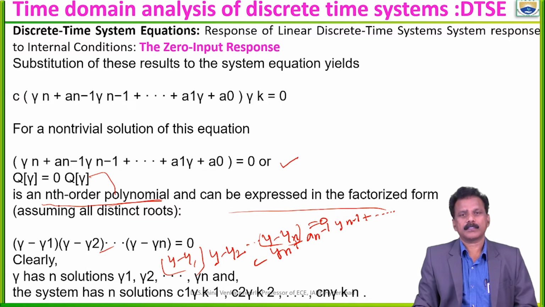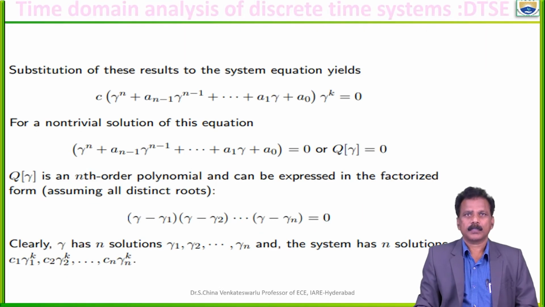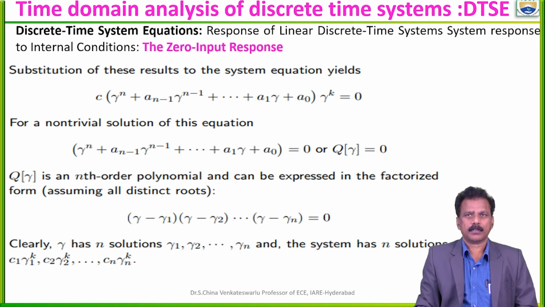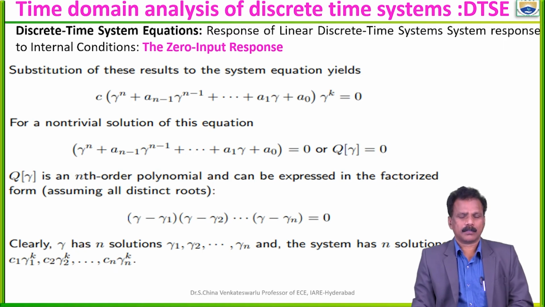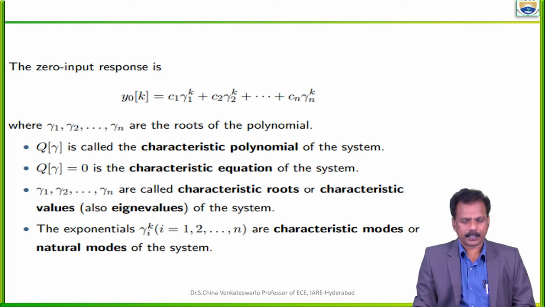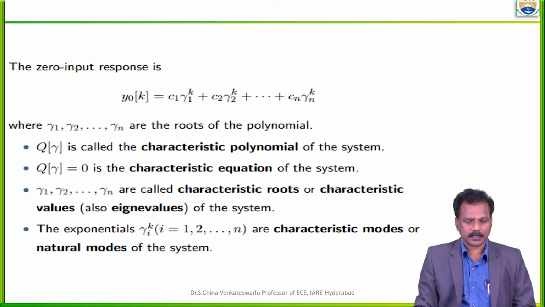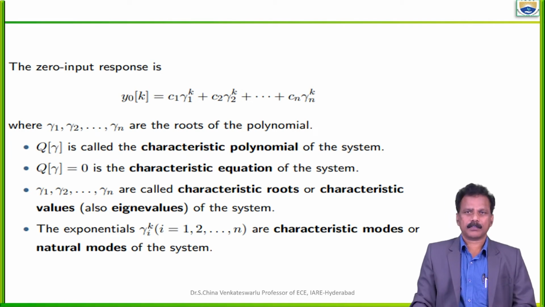Where y has n solutions y1, y2, and so on up to yn, and the system has the solution c1 y1 to the power k plus c2 y2 to the power k, and so on. With reference to the zero input response, substitution of this into the system equation yields the characteristic equation of the system. The characteristic roots are the characteristic values, or we can consider them the eigenvalues of the system.